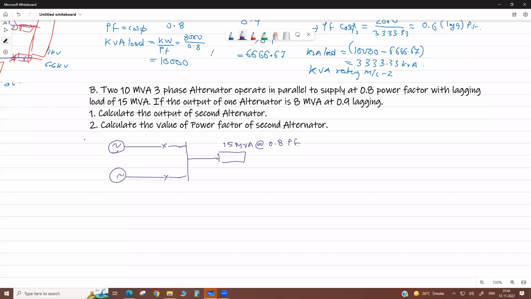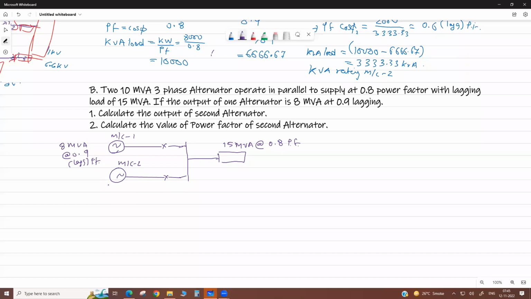And the load on alternator 1, or machine 1 we can say, this is machine 2. Here this load is 8 mega volt ampere at 0.9 lagging power factor. Then he's asking what is the output of the second. Now he has not asked in MVA or kilowatt, but he is asking the power factor too. Then we define in both MVA and megawatt.